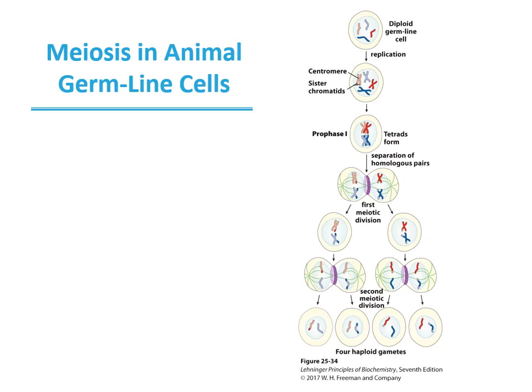The pairs now line up along the equator of the cell in preparation for separation of the chromatids, now called chromosomes. The second meiotic division produces 4 haploid daughter cells that can serve as gametes. Each has 2 chromosomes, half the number of the diploid germ cell line. The chromosomes have resorted and recombined.